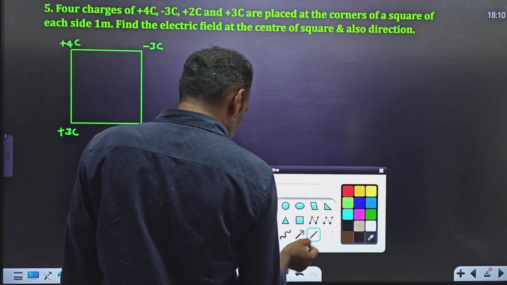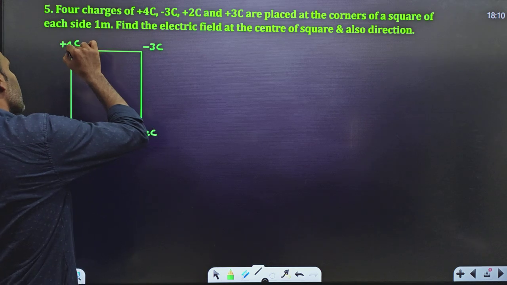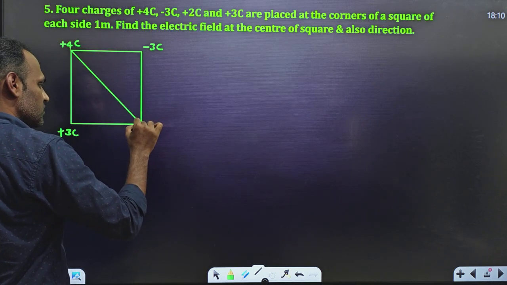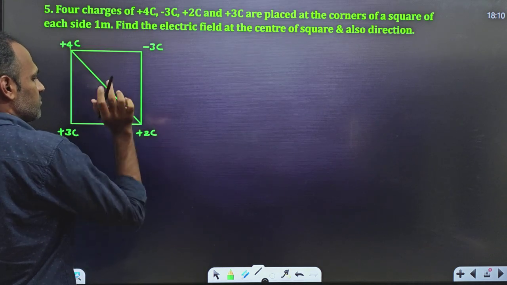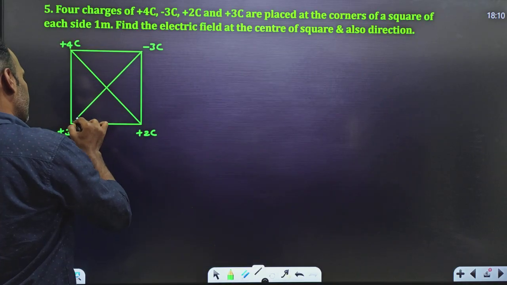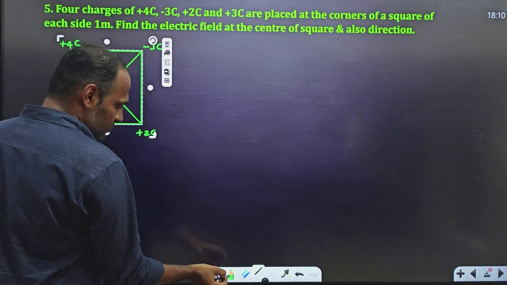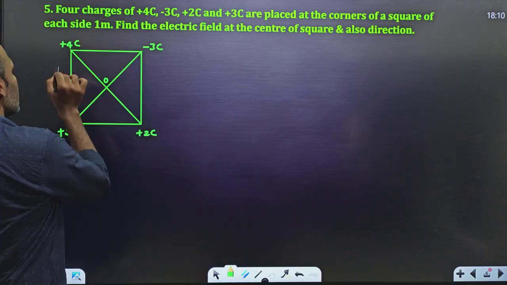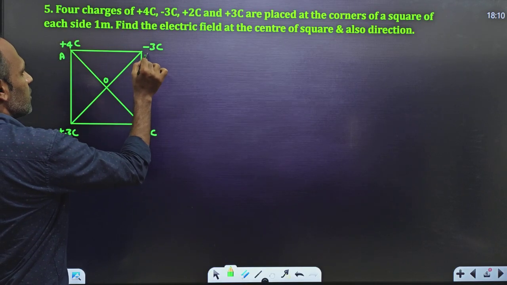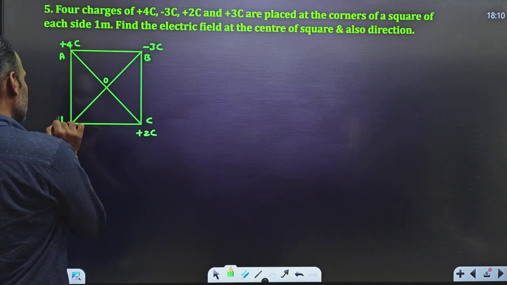So what you do, you draw the diagonals first. Okay, let me draw the diagonals. This is one diagonal and this is another diagonal. This is center of the square. Okay, let me call the square as A, B, C, D.